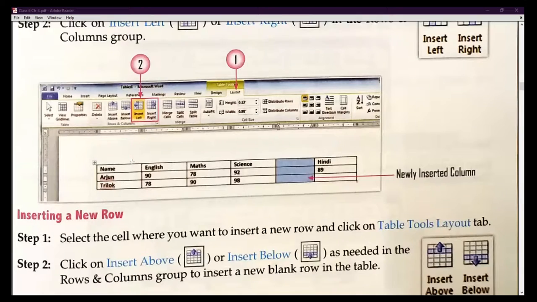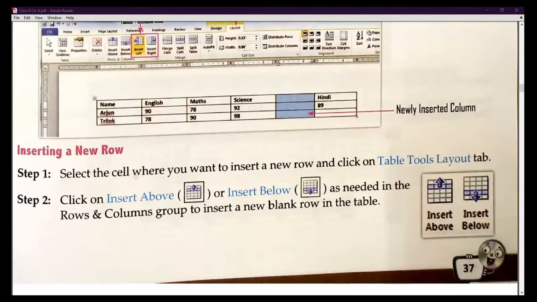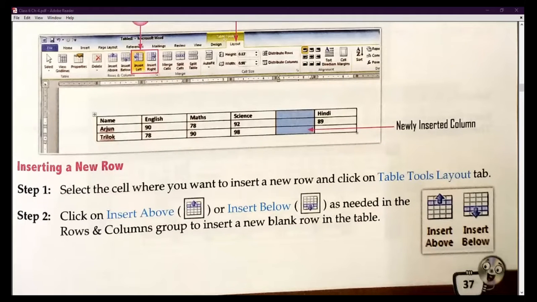Okay, and what if you need to insert a new row? If you need to insert a new row, select the cell where you want to insert a new row and click on the Table Tools Layout. Once again you need to click on Table Tools.